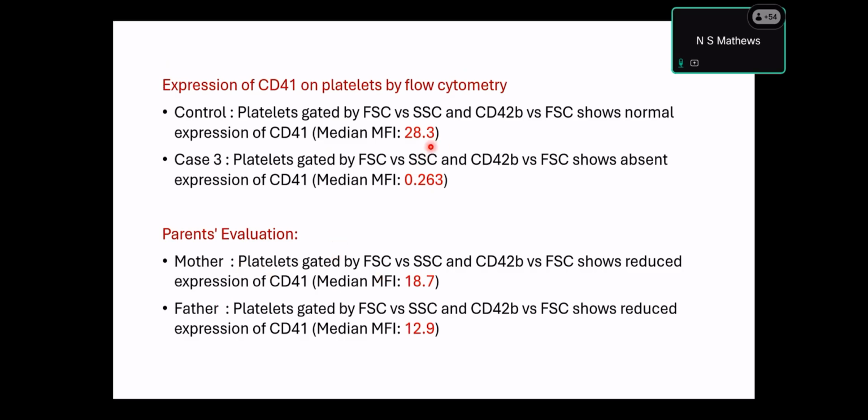Now look at this. This is the control, this is the patient, and then look at the parents. Both of them have reduced expression of CD41. So both of them are actually asymptomatic carriers in this particular case. They both probably have one abnormal gene, and they have given it to both their children.